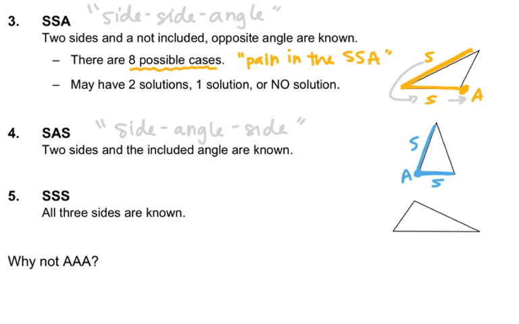And then the last situation you may encounter would be side, side, side, which is pretty obvious, where we know all 3 of these sides. So we know a side, and a side. Side, side, side. That one makes pretty good sense to us.